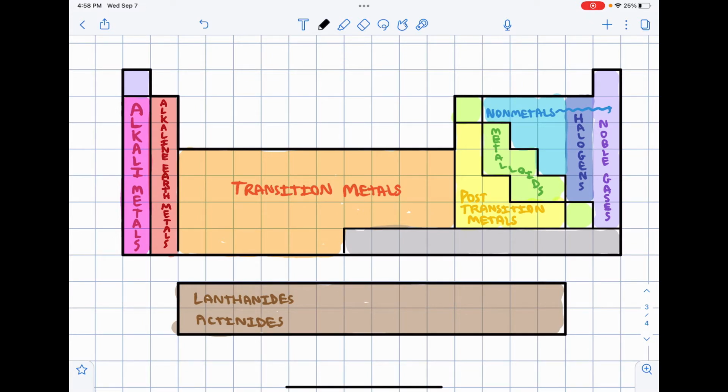For example, here we have the alkali metals, and this is the first column, all except for hydrogen. Hydrogen is a weirdo because in the first row there are only 2 elements. So hydrogen is both the first and the second to last. So it shares some characteristics with the alkali metals, like for example, it can lose 1 electron and be happy. And it shares some characteristics with the halogens because it can gain 1 electron and be happy.